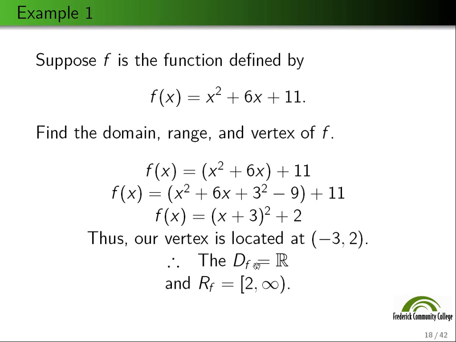And we know that the domain of any quadratic is always all real numbers, but the range is determined by this vertex and whether it's opening up or down. So it's opening up, and the vertex is at negative 3, up 2, so that means 2 is the minimum. So the range of this function f is going to be 2 to infinity.